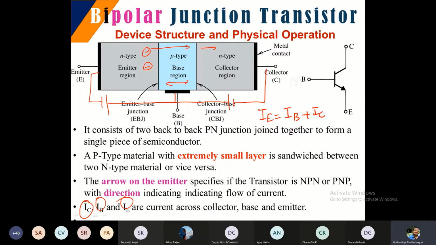So what does that mean? That the emitter current is made up of a very small amount of IB, which is the base current, and a portion of the collector current. Definitely IB should be very small, because the doping in the base region is very small. So IB is sufficiently smaller, and from IC the whole value of IE is calculated. And based on that, we have also discussed.